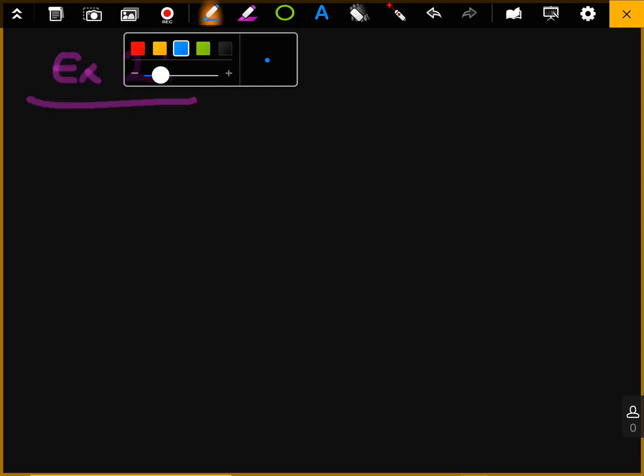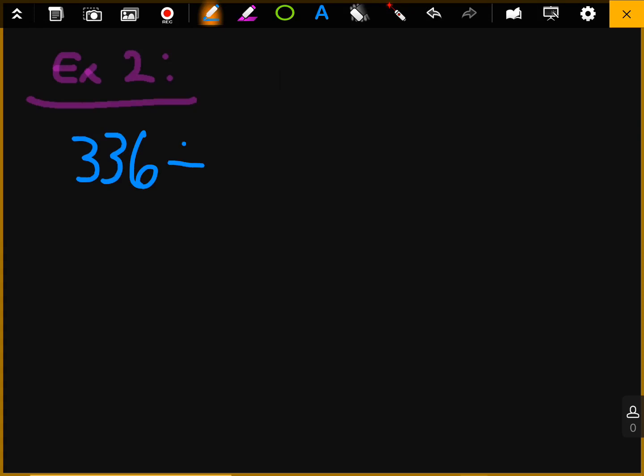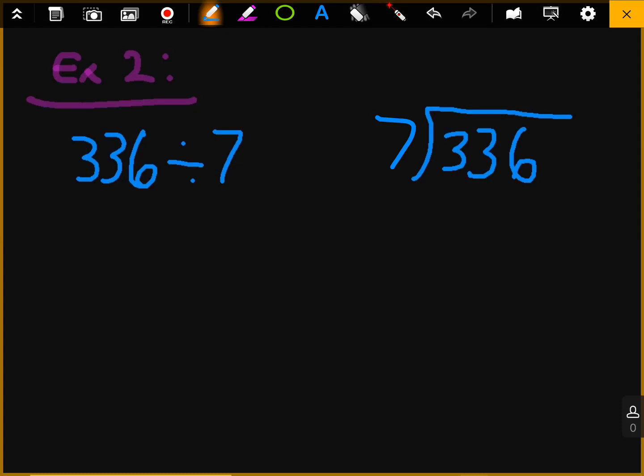Okay, let's do example number 2. So example number 2 is 336 divided by 7. So, first off, the first number is your dividend. Okay, so this is what's going to go inside, I call it the house, inside the house. Right, 336 divided by 7.